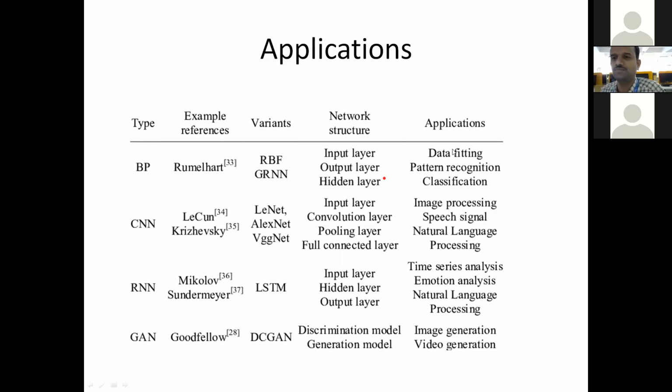These are the applications observed here: data fitting, pattern recognition, and classification algorithms. Image processing, speech processing, and natural language processing are used mainly in CNN. Time series analysis, emotion recognition, Twitter data analysis, and NLP are done using RNN algorithms. For image generation and video generation, we generally go for GAN. These are the best applications for each algorithm. So this slide is very helpful for you to pick up in your research which one to pick for a particular application.